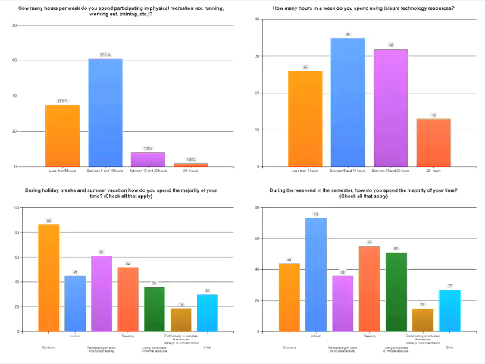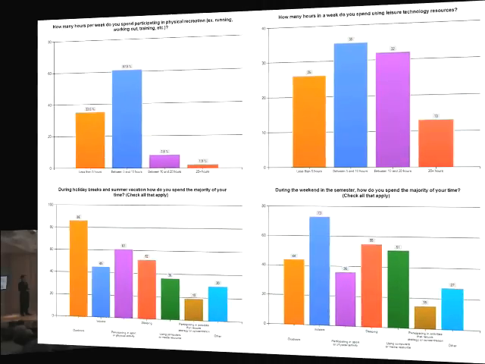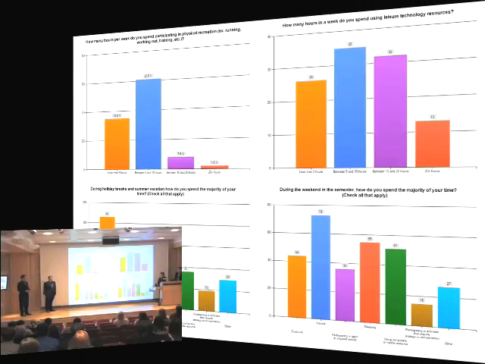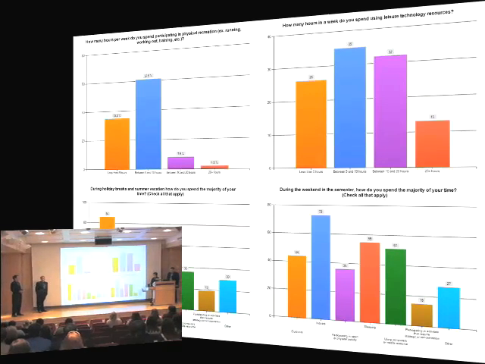In the lower left here, we have during holiday breaks and summer vacation, what do you usually do with your time? And this was a check all that applied, so the numbers are not out of 106. The highest with summer vacation and holiday breaks was outdoor use, and along with that, physical recreation. And we also found that in the lower right, when we asked what do you do on weekends during the semester, most people do indoor activities using technology.